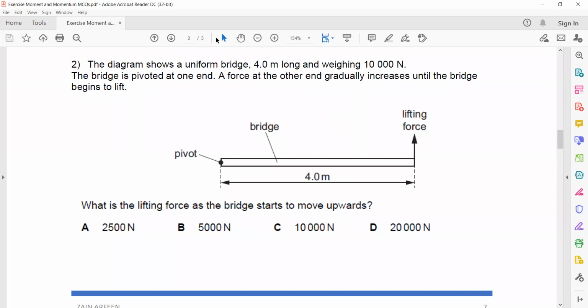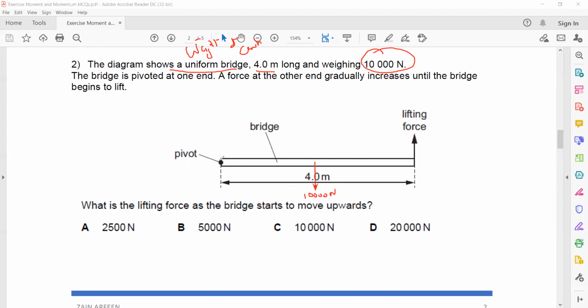In this question, the diagram shows a uniform bridge. When they use the term uniform, it means the weight is acting at the center. The length of the rod is 4 meter and its weight is 10,000 Newton. So where will the weight act? The weight will act at the center. On the other end, a force is gradually increased until the bridge lifts. What is the lifting force?